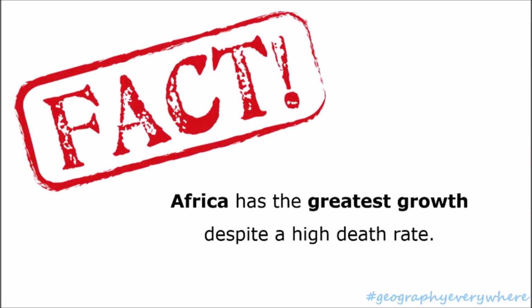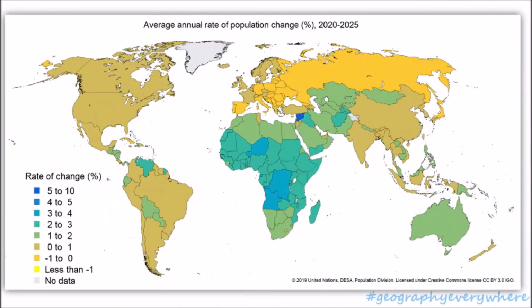Fact: Africa has the greatest growth, despite a high death rate. Let's look back at this map. Look at the legend. This time we'll look at the countries with the smallest amount of change, even countries with a negative change, which means the population is decreasing. If you notice, North America, Europe, and even Australia have a very small growth rate. Their populations are increasing, but they're increasing very, very slowly.